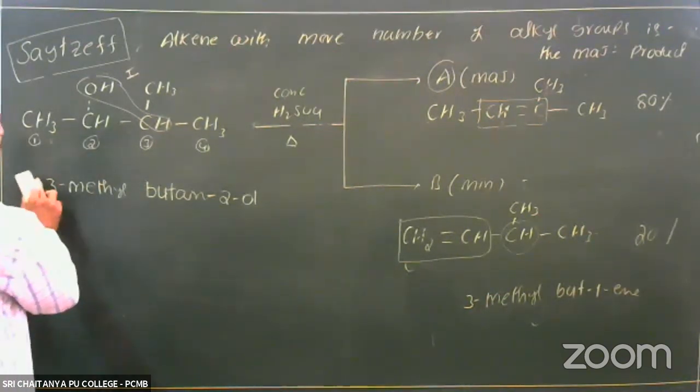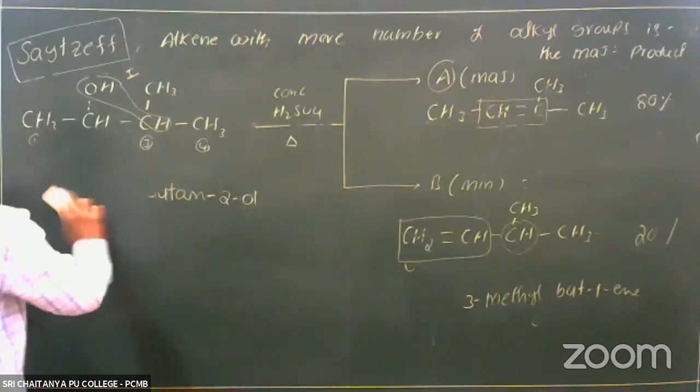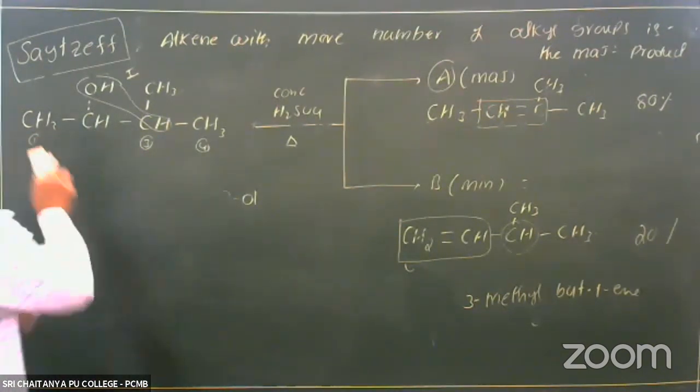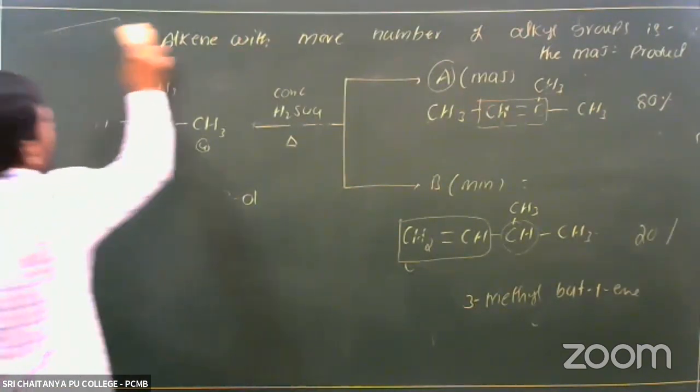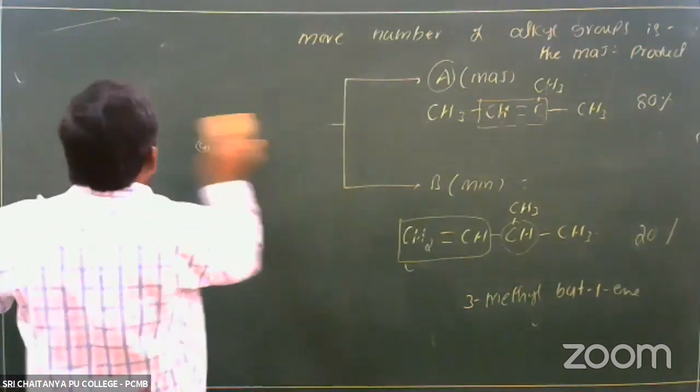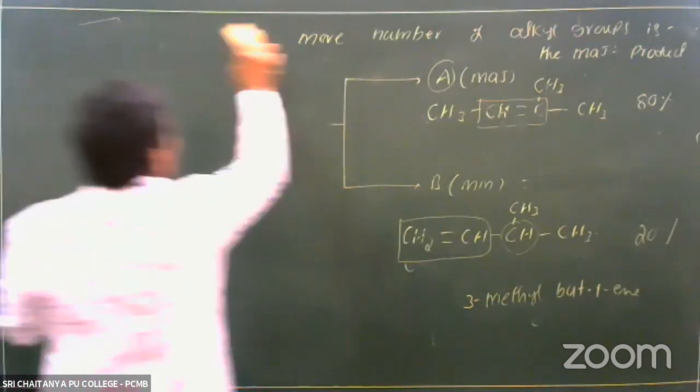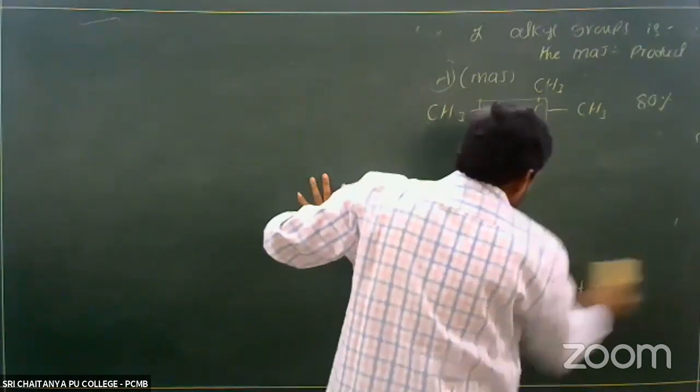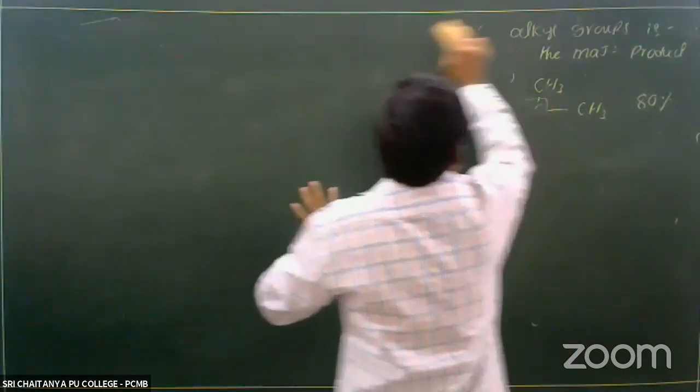Okay, the next one. These are all examples for dehydration, such as the secondary alcohol dehydration. If 2 compounds are possible, here we follow the Saytzeff rule. According to Saytzeff rule, the alkene with more number of alkyl groups is the major product.